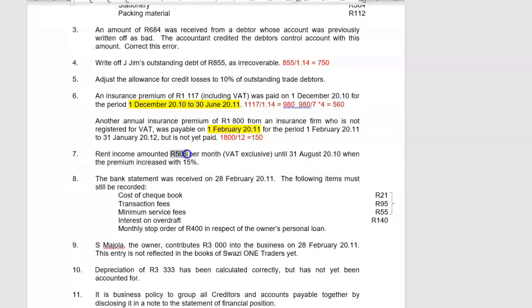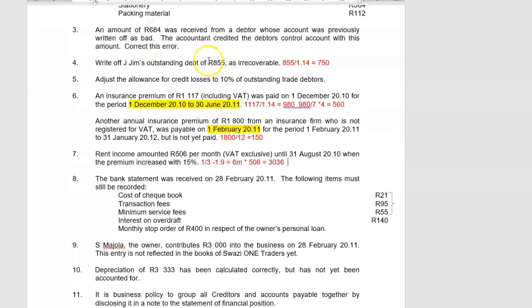Right, rent income amounted to 506 Rand per month, VAT exclusive, until 31 August 2010, when the premium increased with 15%. So our financial year started at the 1st of March, up to the 31st of August, which is also the 1st of September, equals 6 months. So for a period of 6 months, we have paid 506 Rand, and 6 times 506 equals 3036.